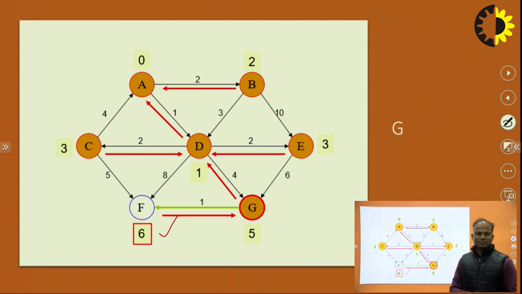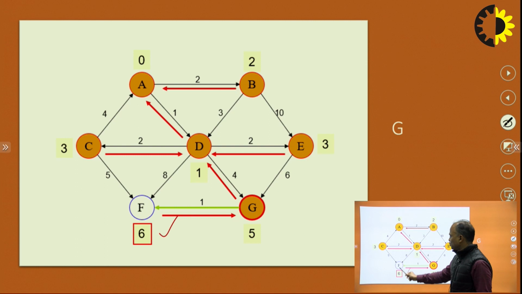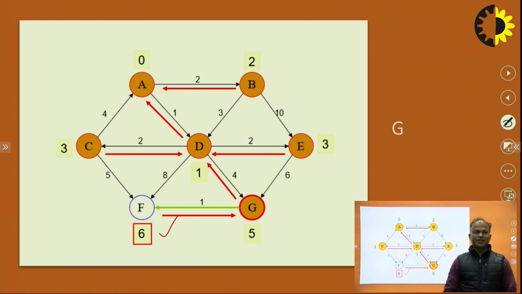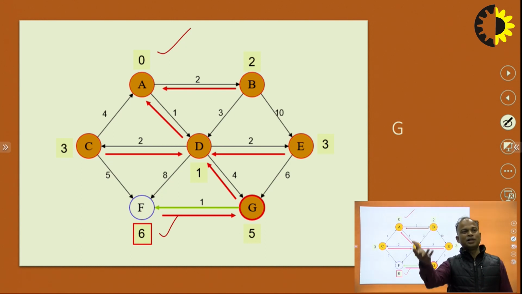Now, we can find out the distance from A to B. This is 2. A to D, this is 1. A to G is 5. A to F is 6. A to C is 3. A to E is 3. So in this way, we have source A here, and from the source we can find out the distance from A to B. We can find out the distance from A to D, A to E, A to G, A to C, A to F, like that.